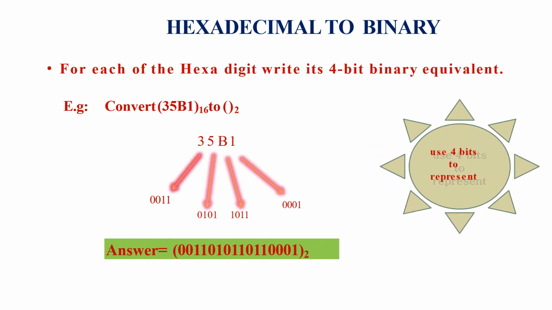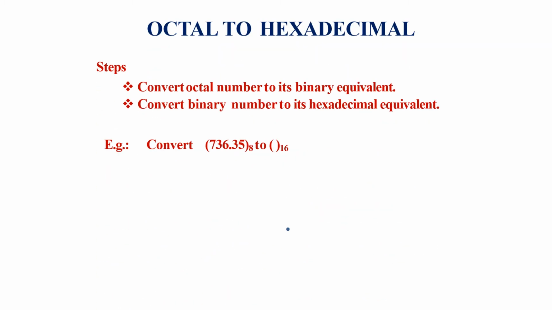So as I told you, for every hexadecimal digit, we can just write the 4-bit equivalent. In case of octal, we have to write it as a 3-bit binary equivalent. But if it is hexadecimal, then we have to write the 4-bit binary equivalent. This is the difference between octal and hexadecimal. So far we discussed binary to octal, octal to binary, and in a similar way binary to hexadecimal, hexadecimal to binary.